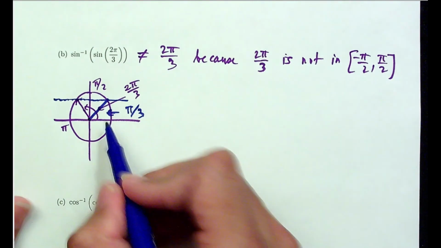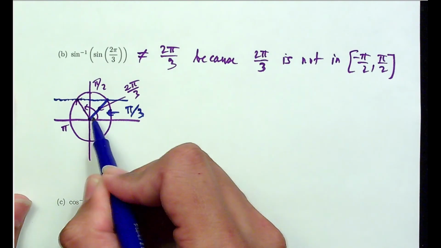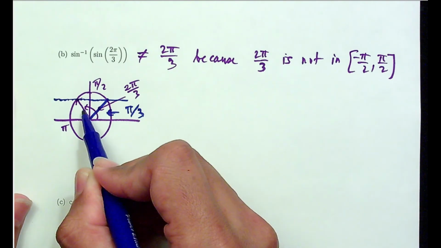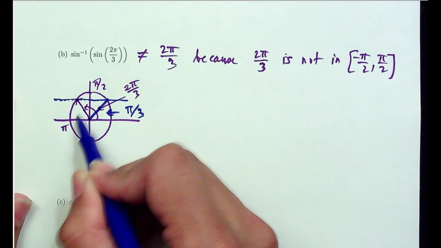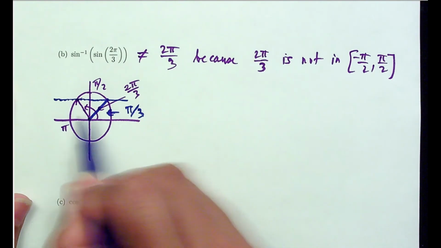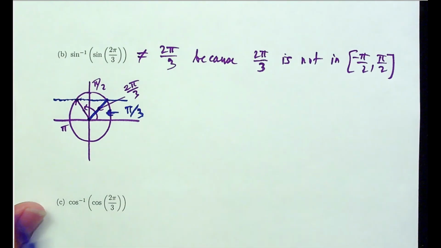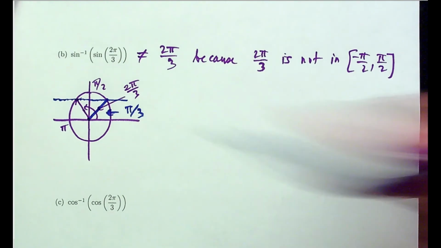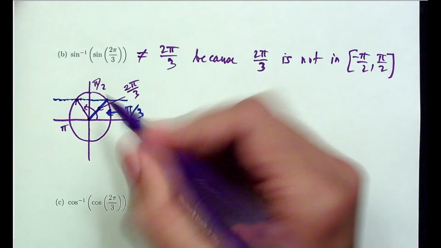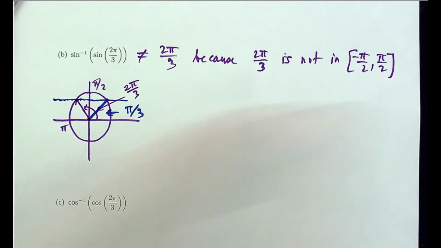Okay, it's pi over 3 because this is 2 pi over 3, and this difference right here is pi over 3, and this is a reflection, so pi over 3. Pi minus 2 pi over 3 is pi over 3. All right, so we found it. That angle has the same sine because it has the same y coordinate.